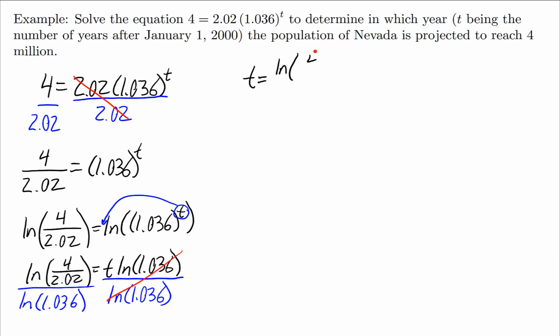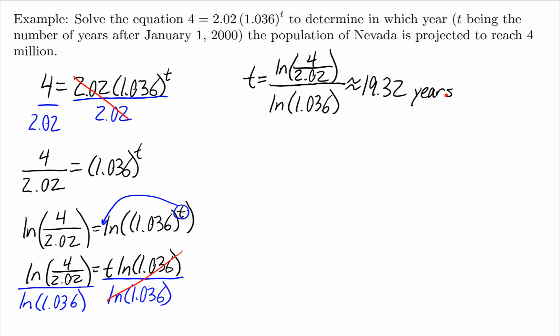So we've got the natural log of 4 divided by 2.02, which I again did not round, because I didn't want to lose accuracy, divided by the natural log of 1.036. If we put this in a calculator, we get approximately 19.32, and this would be in years. Now the question was asking us, what year would the population be expected to reach 4 million?